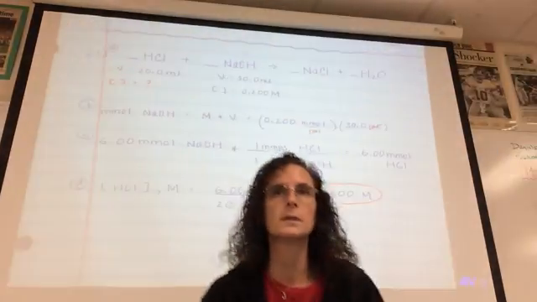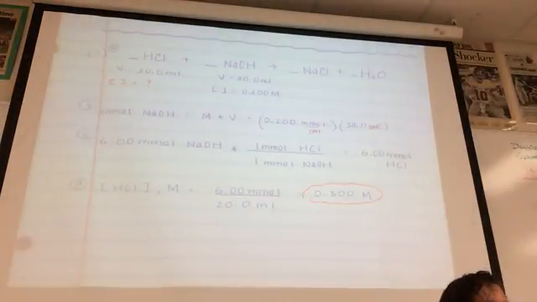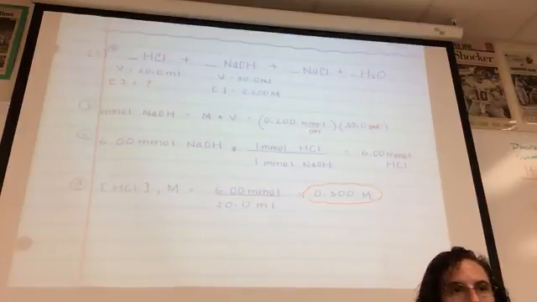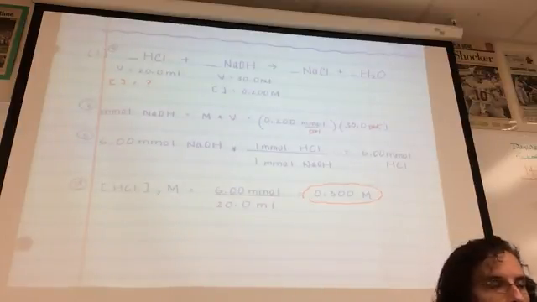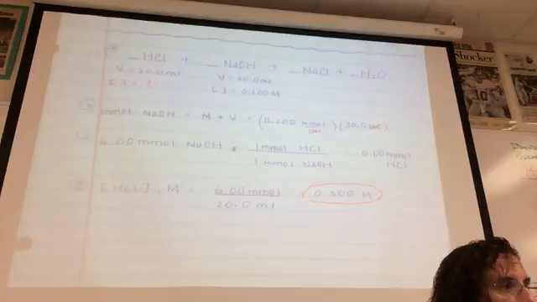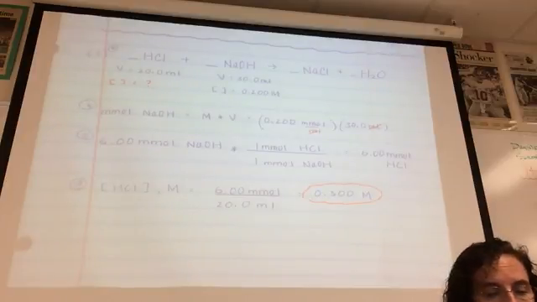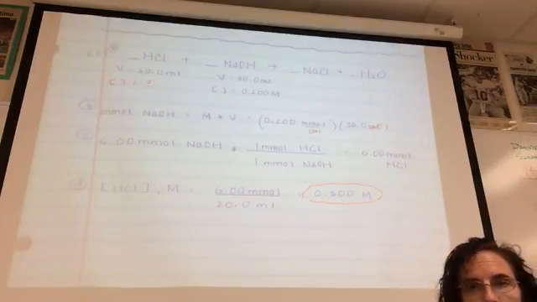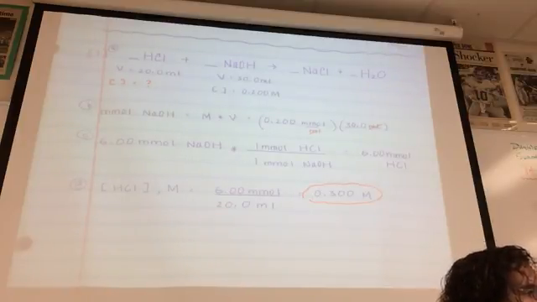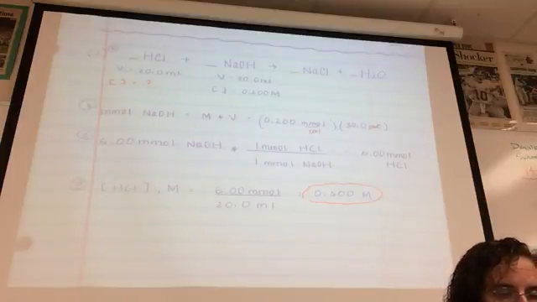Calculate the millimoles of the substance that you know the most about. Stoichiometrically calculate millimoles of the other substance, and then you'll divide by the volume to get the molarity. If they ask you for volume, you'll divide by the molarity, and I'll show you how to do that in the next problem. Questions here?